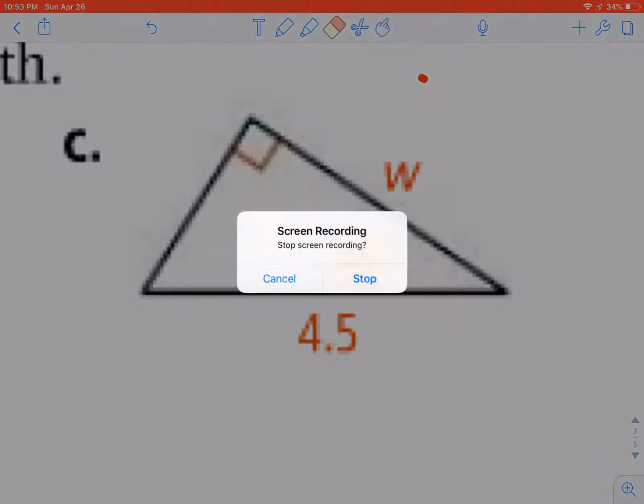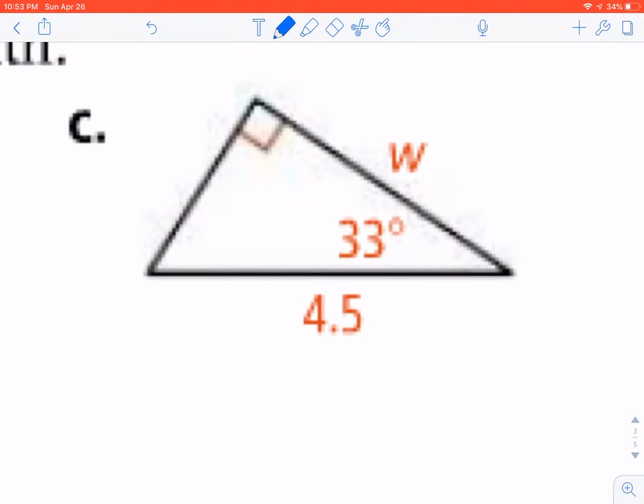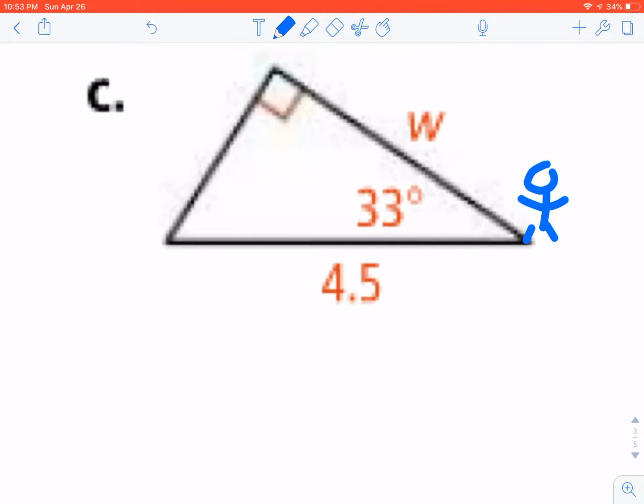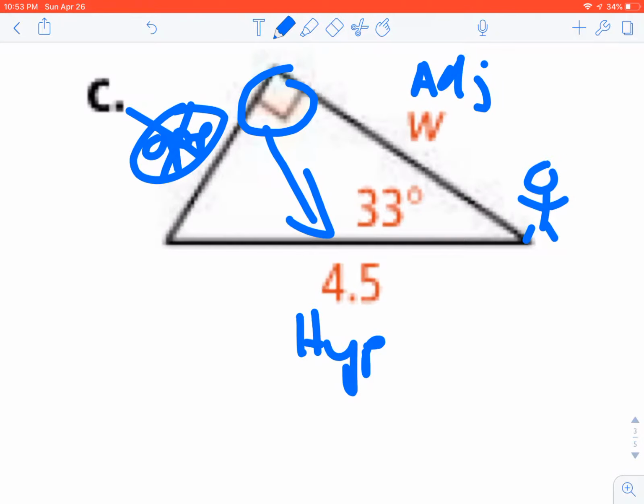I'm going to skip B for the moment. I want to do C first because B has a little bit of a nuance I'm not ready for yet. All right, for C, you're going to stand at the angle you're given, which is 33. We're going to label our hypotenuse. Here's my right angle. Across from it is my hypotenuse, 4.5. This is adjacent, or next to me. This side that is not labeled at all is the opposite, therefore I don't care about it.